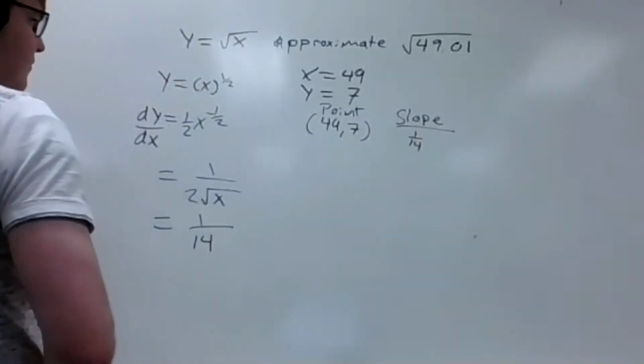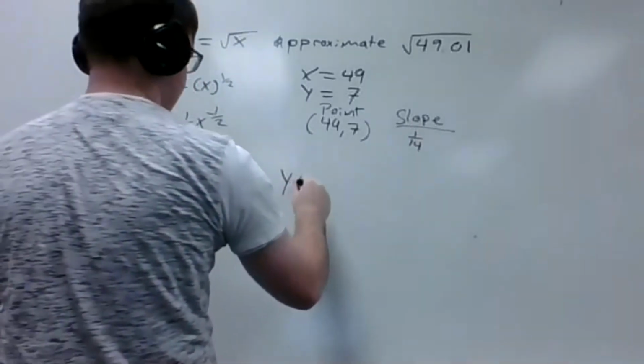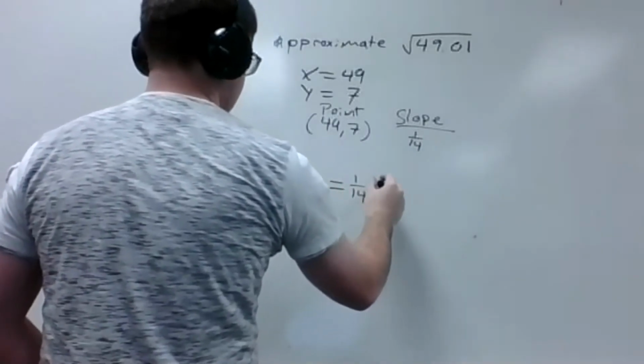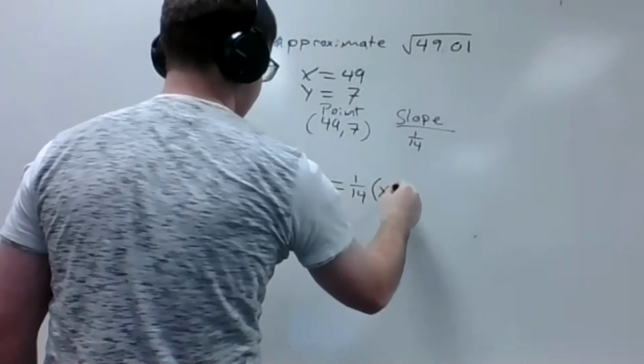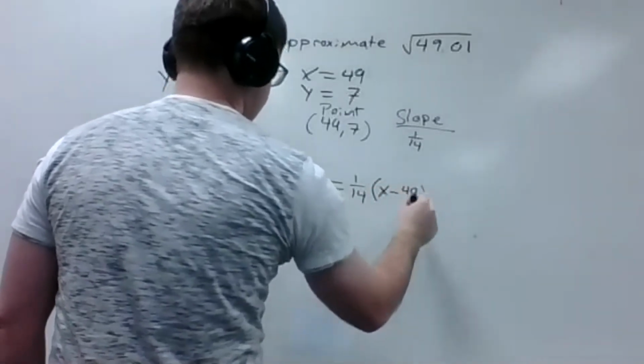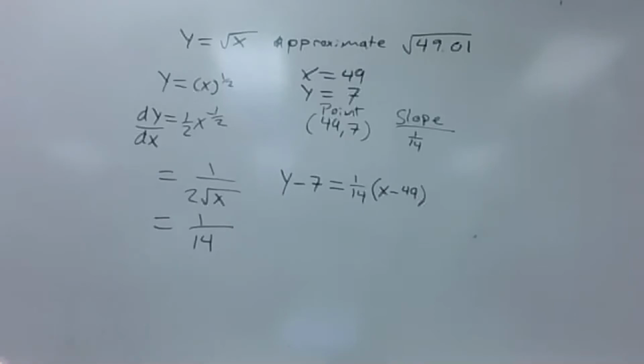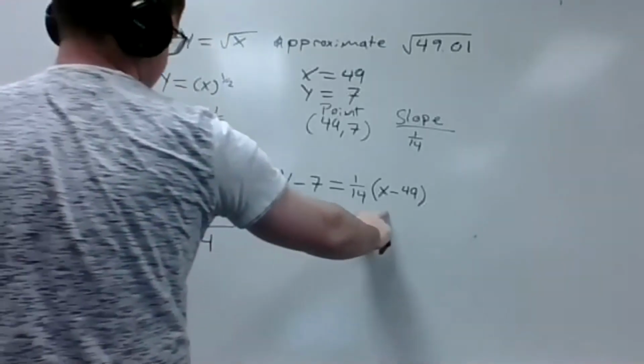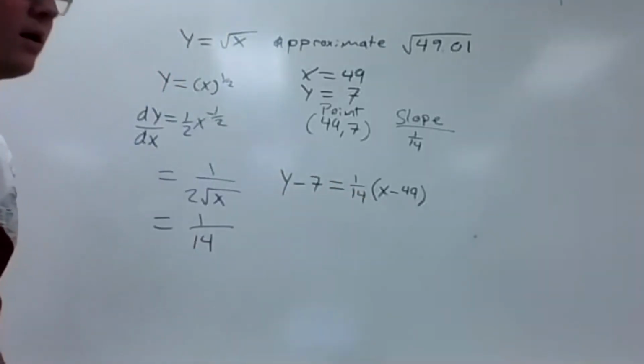So now we're going to use the same formula we used last time. We're just going to go y minus 7 is equal to 1/14 times x minus 49. So just to make sure I understand, we don't actually want to put in the 49.01 in x? No, not quite yet. So what we're going to do is get this formula of a line.